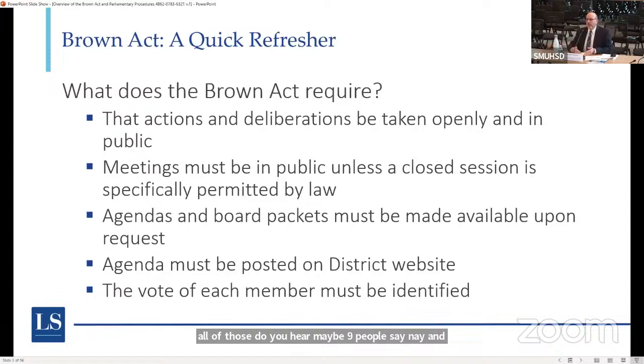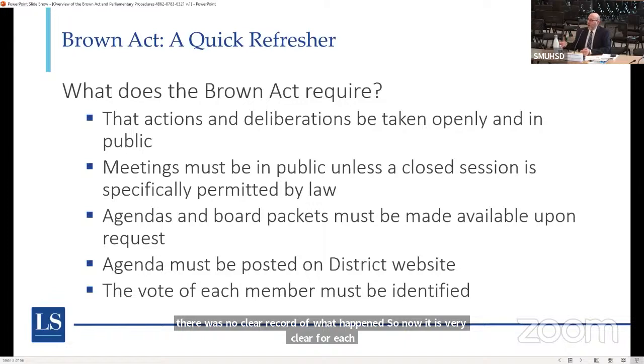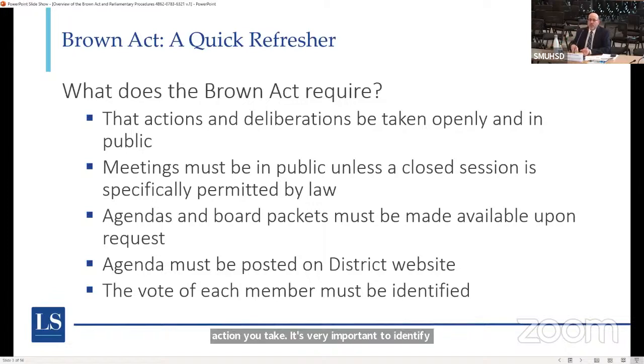So now it is very clear for each action you take, it's very important to identify how people voted to make it very clear. Some public agencies have just gone to roll call voting so that they can always make it clear. It's not required, but it's something that's obviously allowed. And we'll talk when we get to the rules of order, the Roberts Rules of Order, of ways that you can sort of distinguish that.